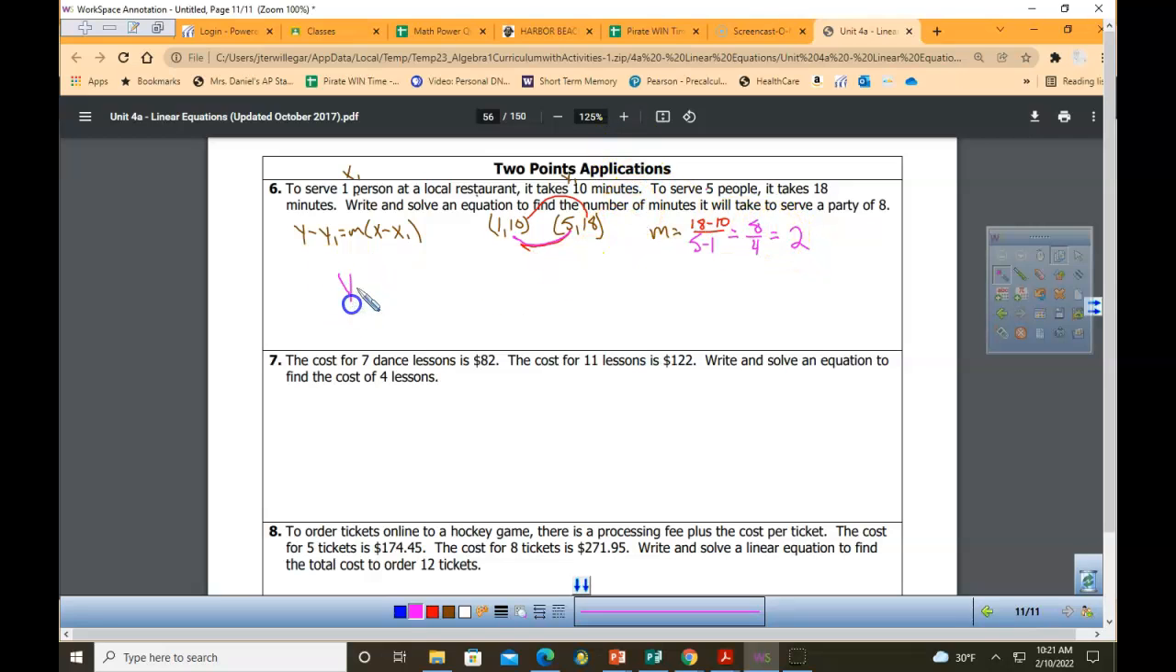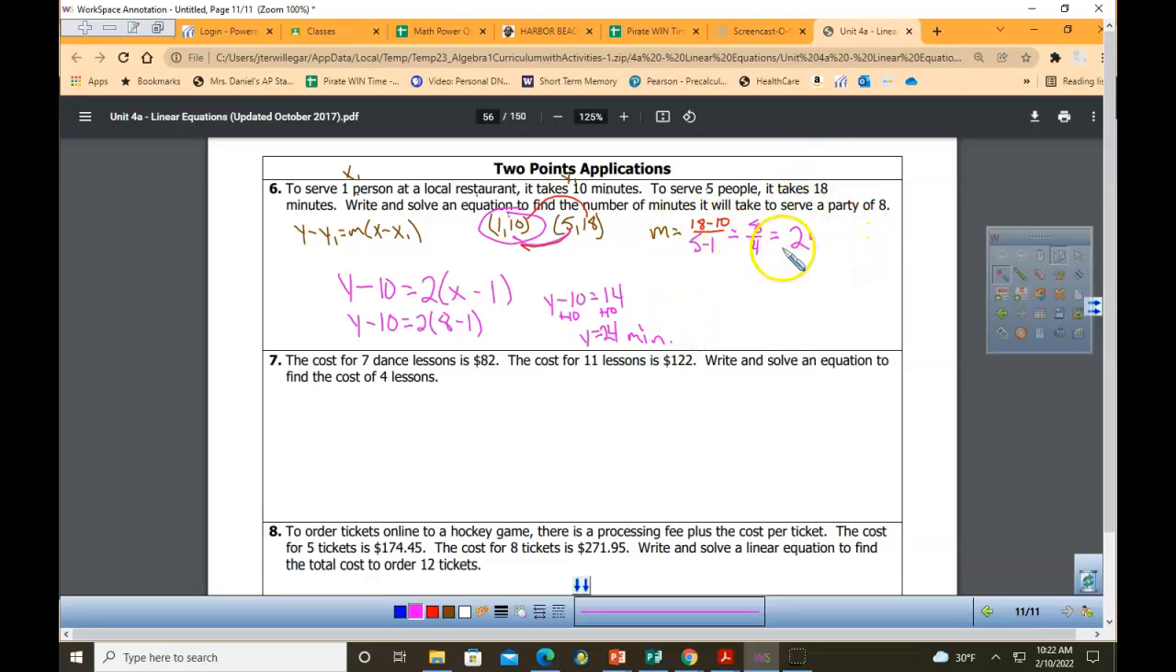If you do the equation way, you do y minus your y1. Pick either point, but pick one and stick with it. So y minus 10 equals slope, which was 2, times x minus x1, which was 1. And then you could plug in 8 for x. And solve. So you get y minus 10 equals 2 times 7, which is 14. Add your 10 over, and y equals, I'm sorry, 24. Y equals 24 minutes. Okay? So it takes 24 minutes to serve 8.